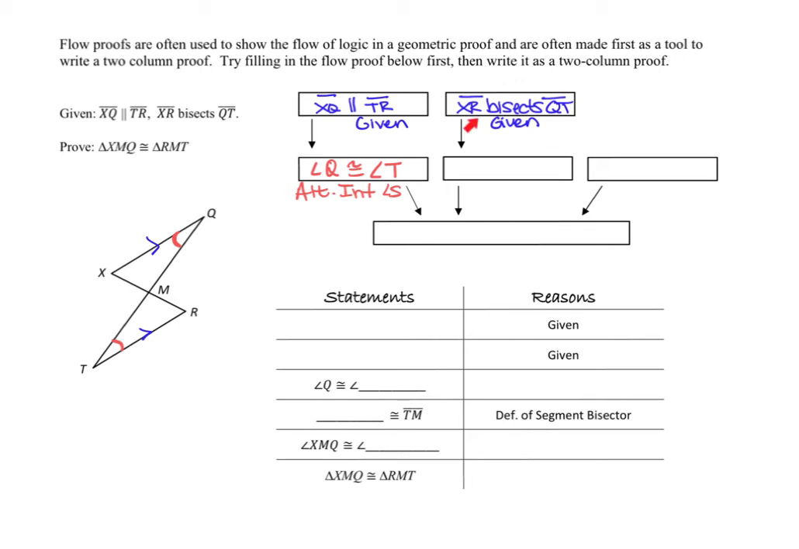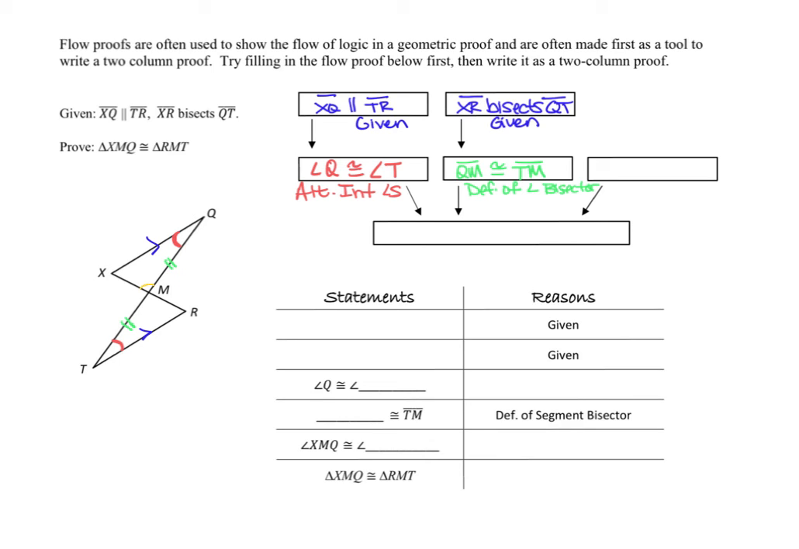Next, let's look at this other given piece of information. This segment XR is bisecting, or cutting in half, segment QT. So that's going to lead to segment QM being congruent to segment TM. So we have one other box here that we have to fill out to prove that the triangles are congruent. So we have an angle, we have a side, and we're looking for something else. So what else can we look for here in the middle?